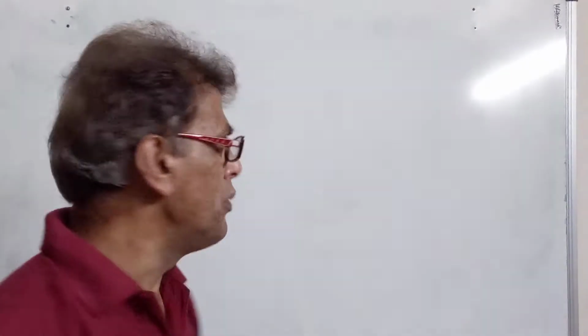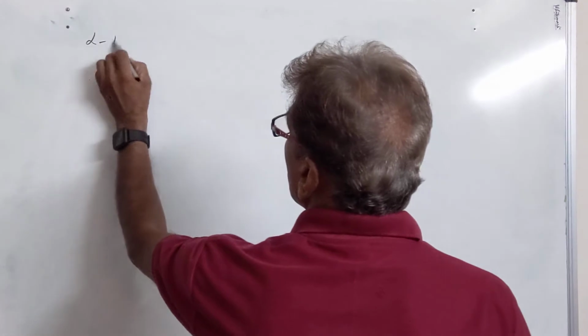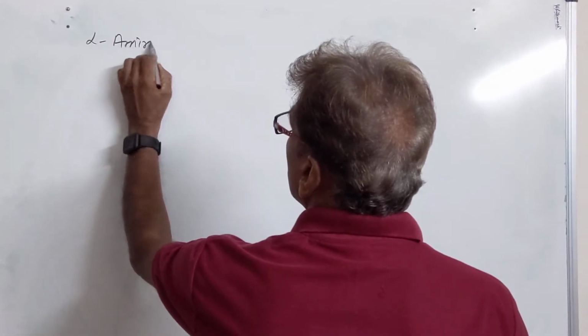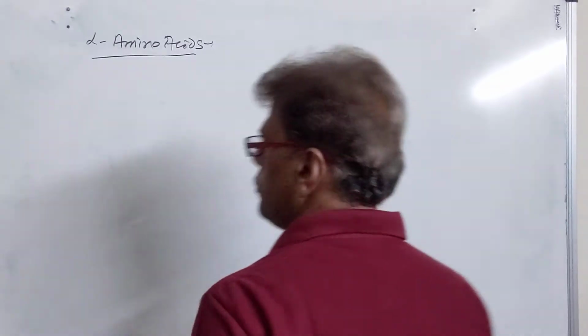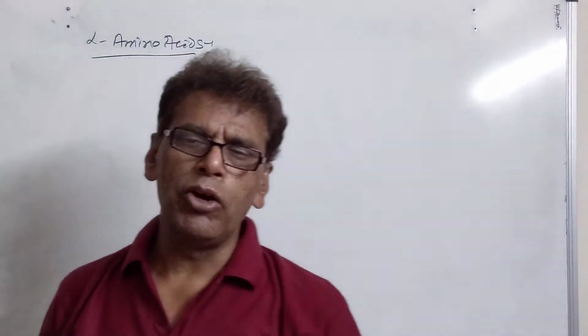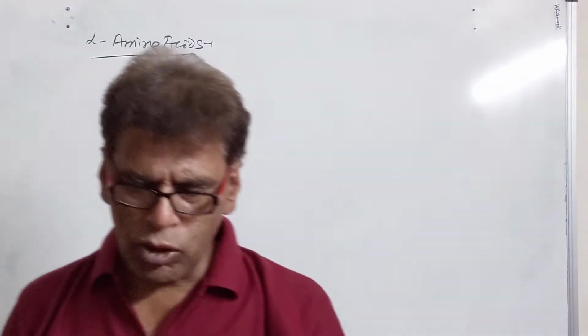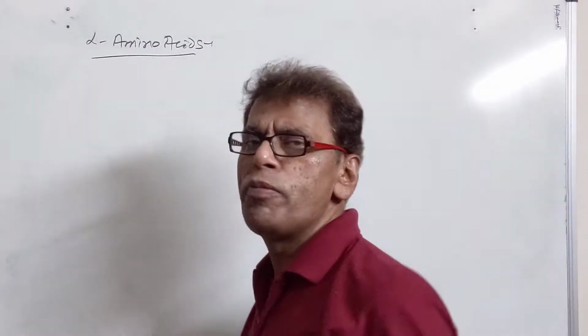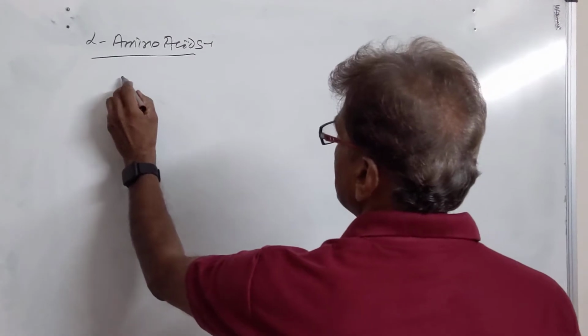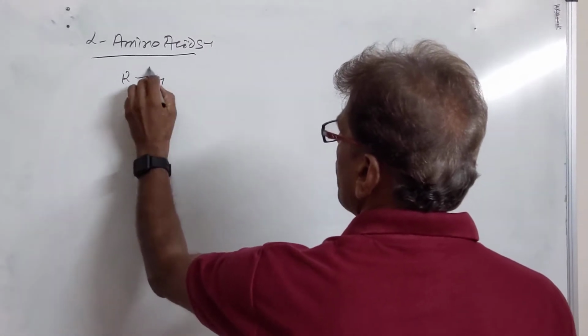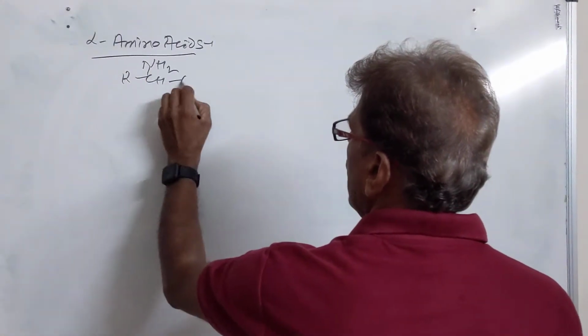Continuing with biomolecules, our next topic is alpha amino acids. These are the organic compounds having both amino group as well as carboxylic group. Since the amino group is present on the alpha carbon, that's why they are called alpha amino acids. This is alpha amino acids.